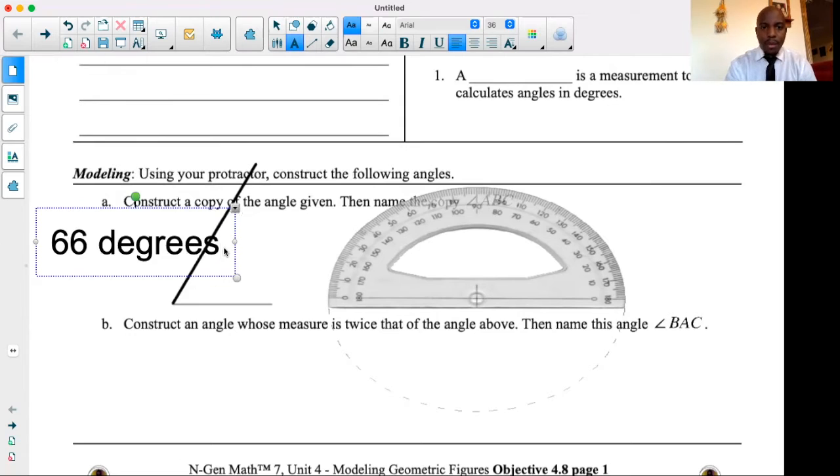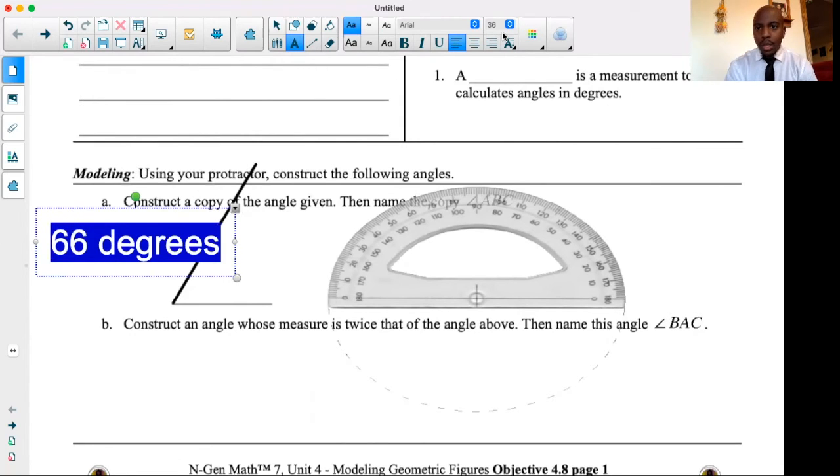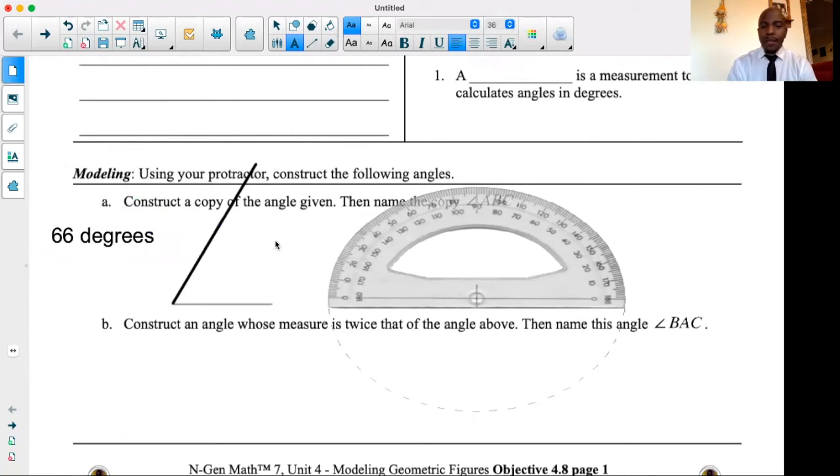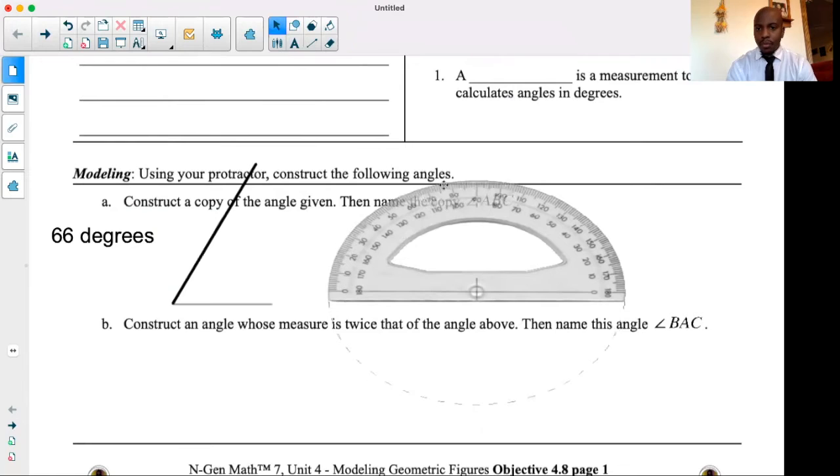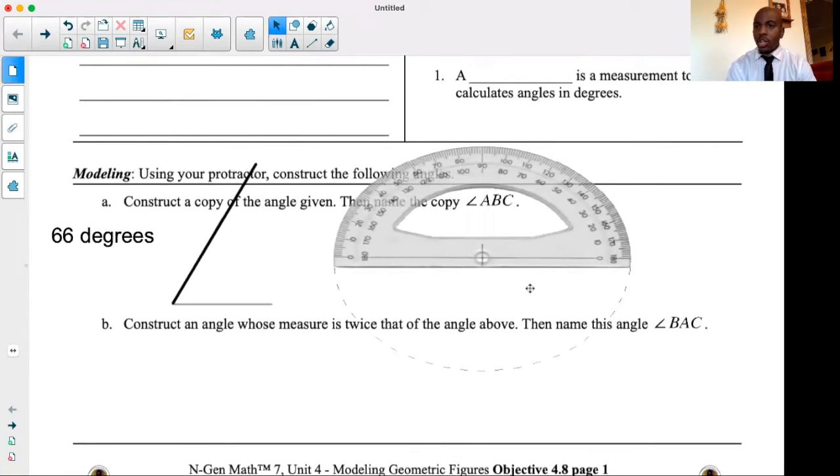I'll even make this a little bit small so it's not too big. So I know I have a 66 degree measurement. That's what that is. I need to make an angle that's also 66 degrees. Now, how do I do that? The first thing I would like you to do is make a straight line. Let's start off with a straight line.